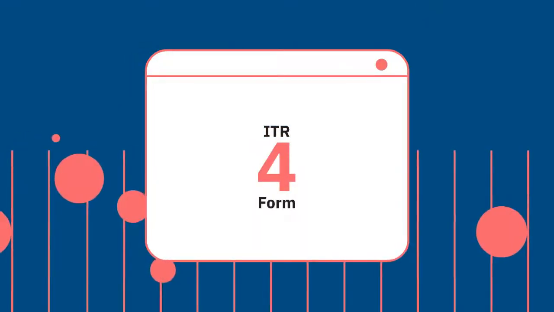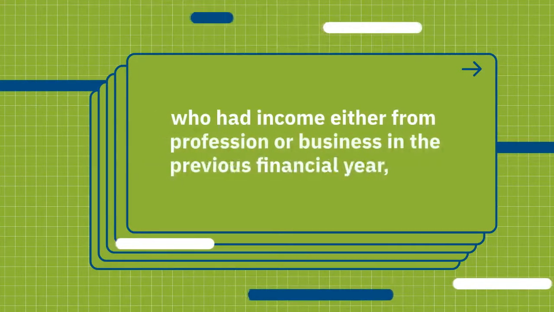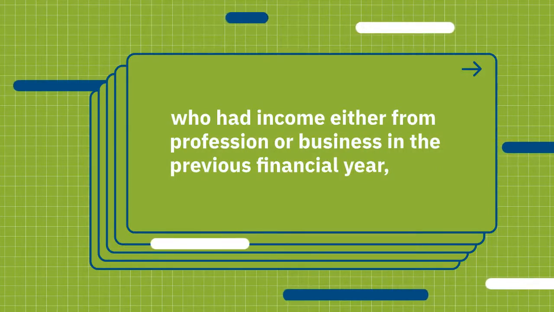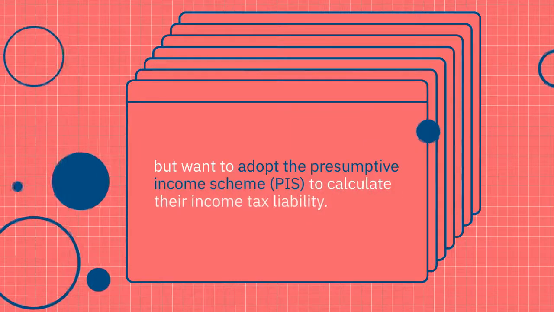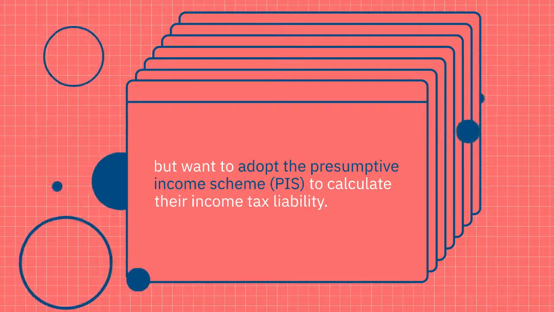ITR 4 form. ITR 4 can be used by both resident individuals and HUFs, Hindu Undivided Families, who had income either from profession or business in the previous financial year, but want to adopt the Presumptive Income Scheme, PIS, to calculate their income tax liability.